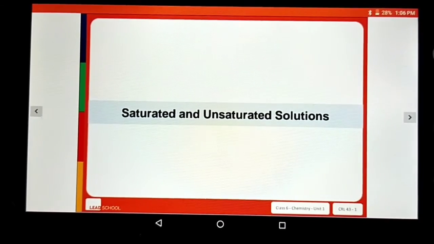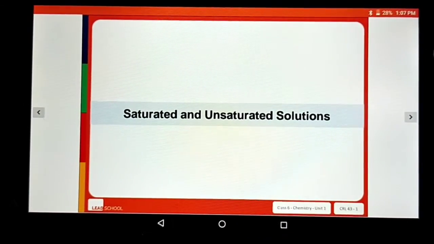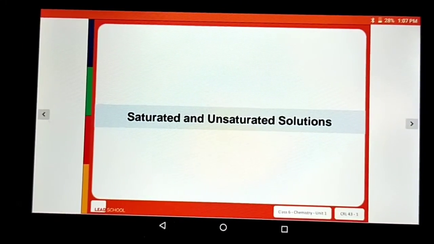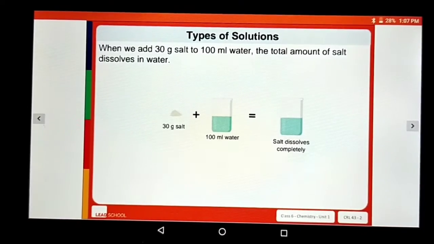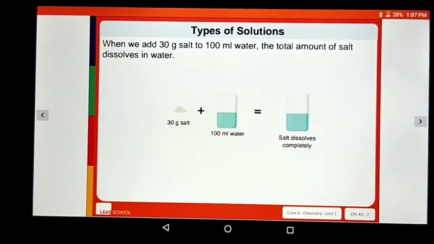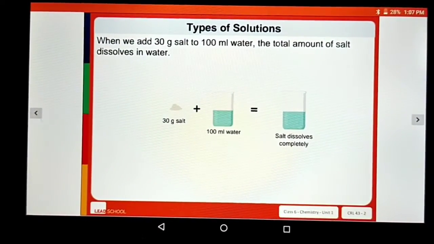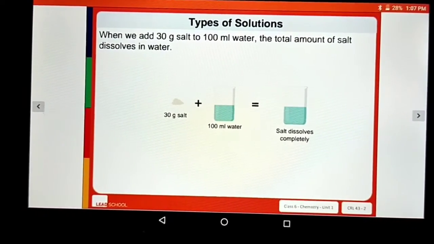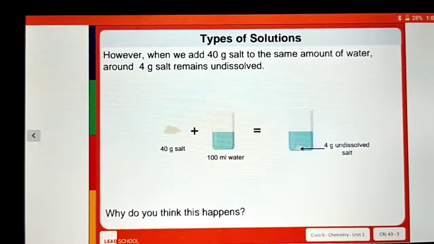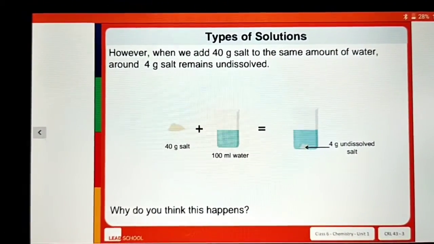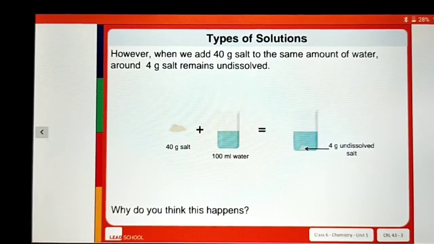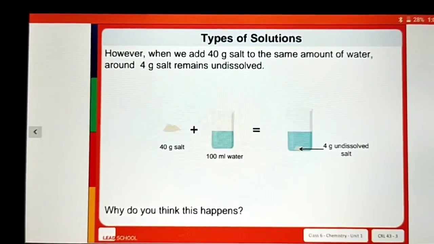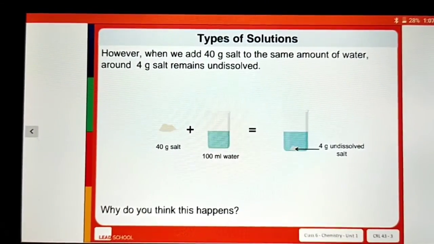Now let us study about saturated and unsaturated solutions. If we add 30 gram of salt to 100 milliliter of water, the salt completely dissolves in the water. Now, if we add 40 gram salt to the same amount of water, 4 gram salt will remain undissolved.